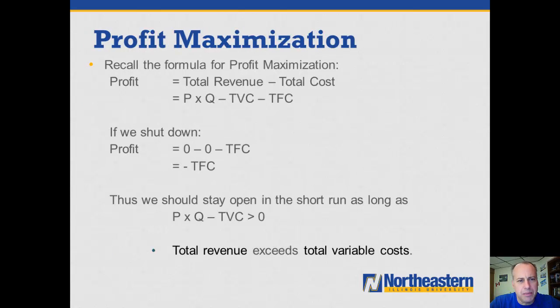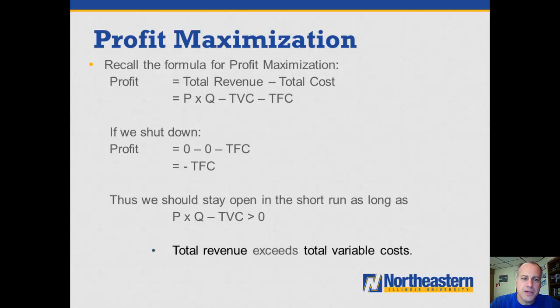It's time to do a little bit of algebra. Recall our formula for profit maximization. Profit is equal to total revenue minus total costs. And we can rewrite that as price times quantity for revenue and split total costs into the variable cost component and the fixed cost component. So profit is equal to revenue, price times quantity, minus total variable costs minus total fixed costs. And if we shut down in the short run, our profits are not zero. Our profits are equal to minus total fixed costs. We still have to pay our fixed costs.